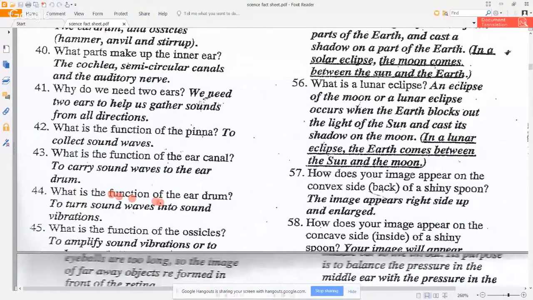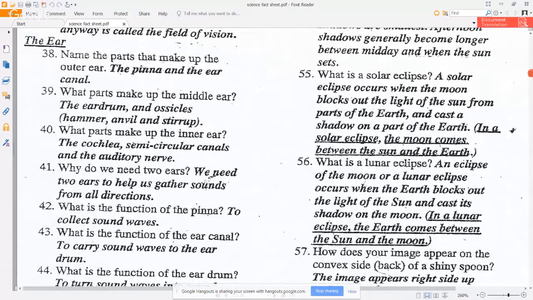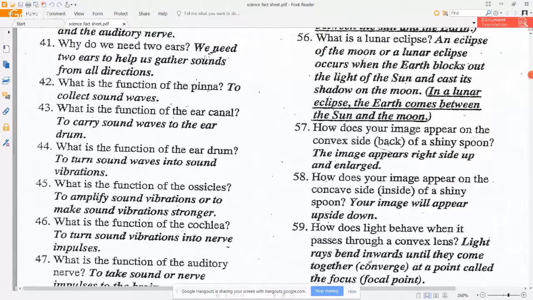Okay, so what's the function of the eardrum then? To turn sound waves into sound vibration. Number 45, what is the function of the ossicles? To amplify sound, or to make sound vibrations stronger.